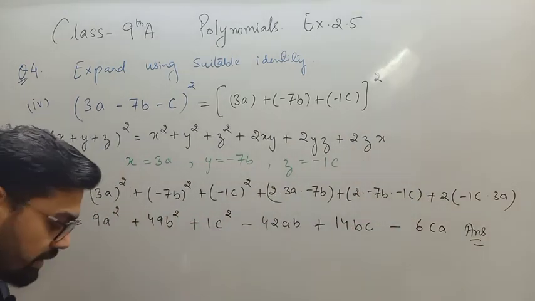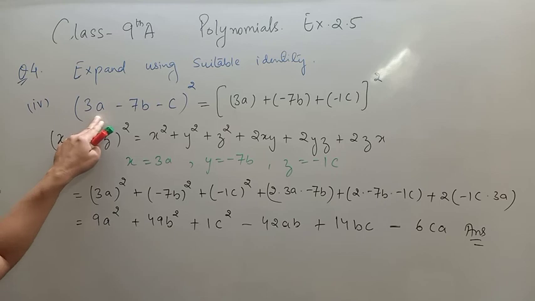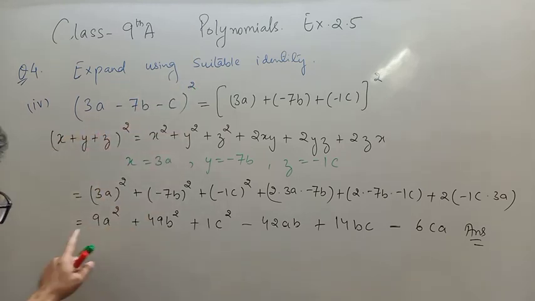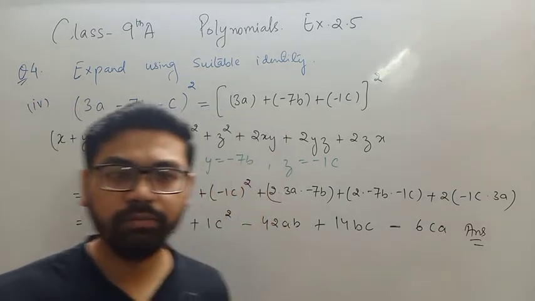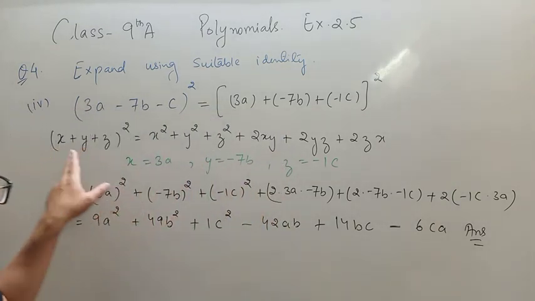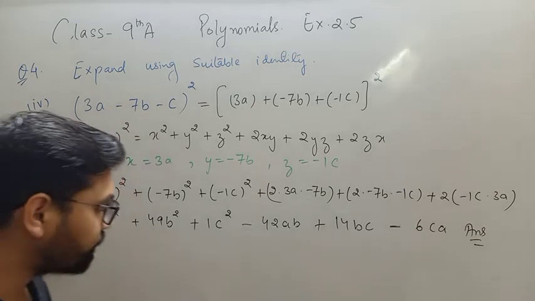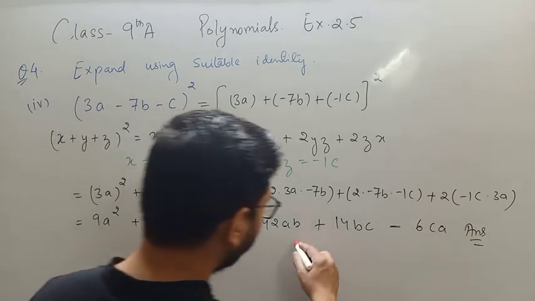So this is the expansion of this algebraic expression (3a minus 7b minus c) whole square. In this way you have just expanded this using the identity (x + y + z) whole square. Any doubt? Please note it down fast.